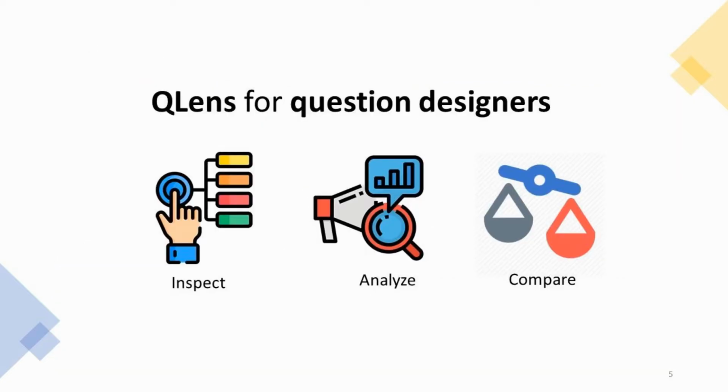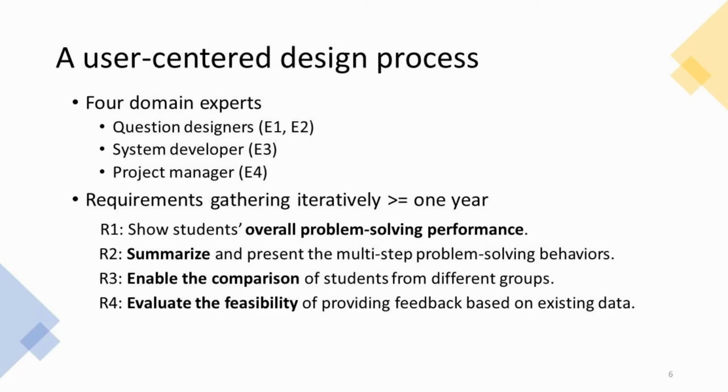In this work, we present a visual analytics system, QLens, to help question designers inspect, analyze, and compare problem-solving trajectories in order to distill insights for design improvements. We followed a user-centered design process by holding regular meetings with 4 domain experts, including 2 question designers, 1 system developer, and 1 project manager from an education company, to extract their requirements.